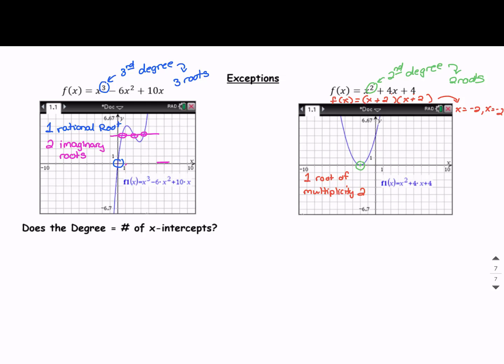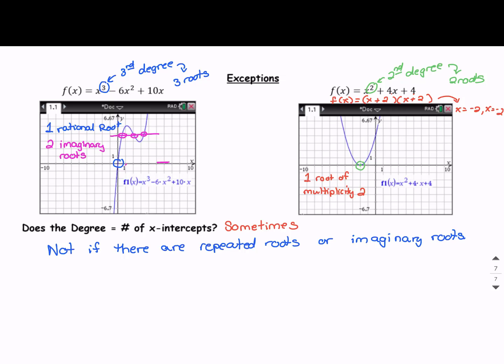So, does the degree equal the number of x-intercepts? The answer is sometimes. When doesn't it happen? It does not happen if there are repeated roots or imaginary roots. Okay, and we're going to stop here for today.